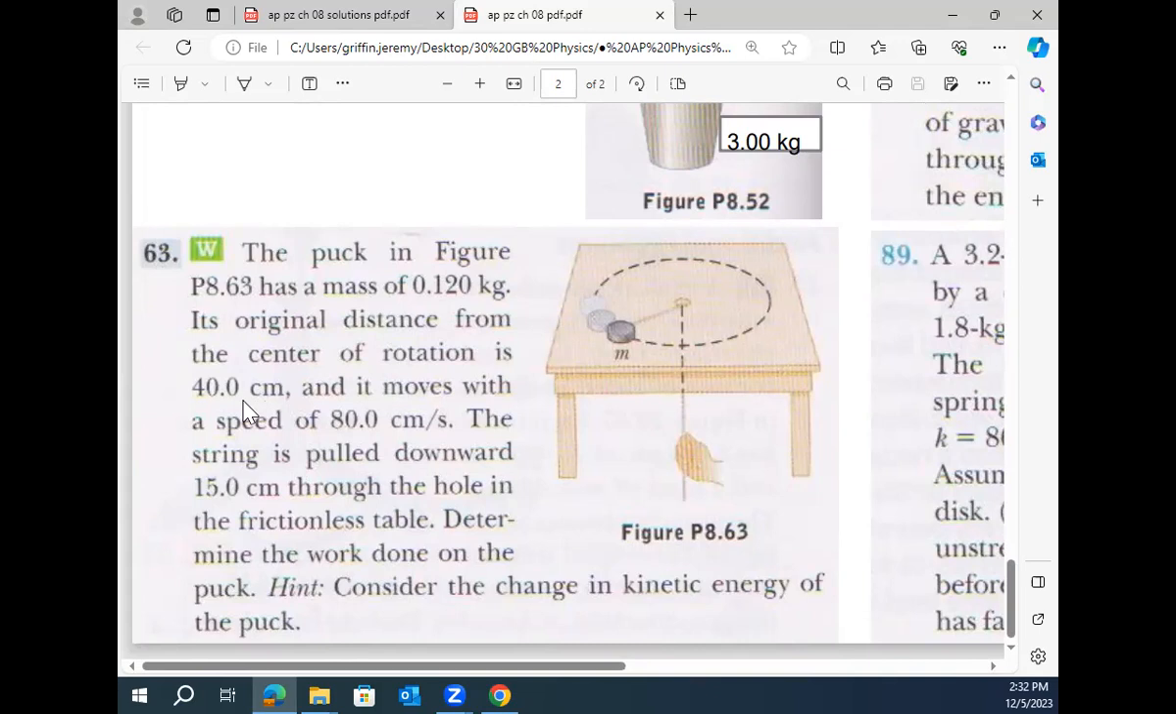In the back of my mind, I'm thinking, if I want to do any math, I probably want to convert that to meters first. Like 0.4 meters. It moves with the speed of, let's call that 0.8 meters per second. The string is pulled down 15 centimeters, let's call that 0.15 meters, through a hole in the middle of the frictionless table. Determine the work done on the puck. Hint: consider the change in kinetic energy.